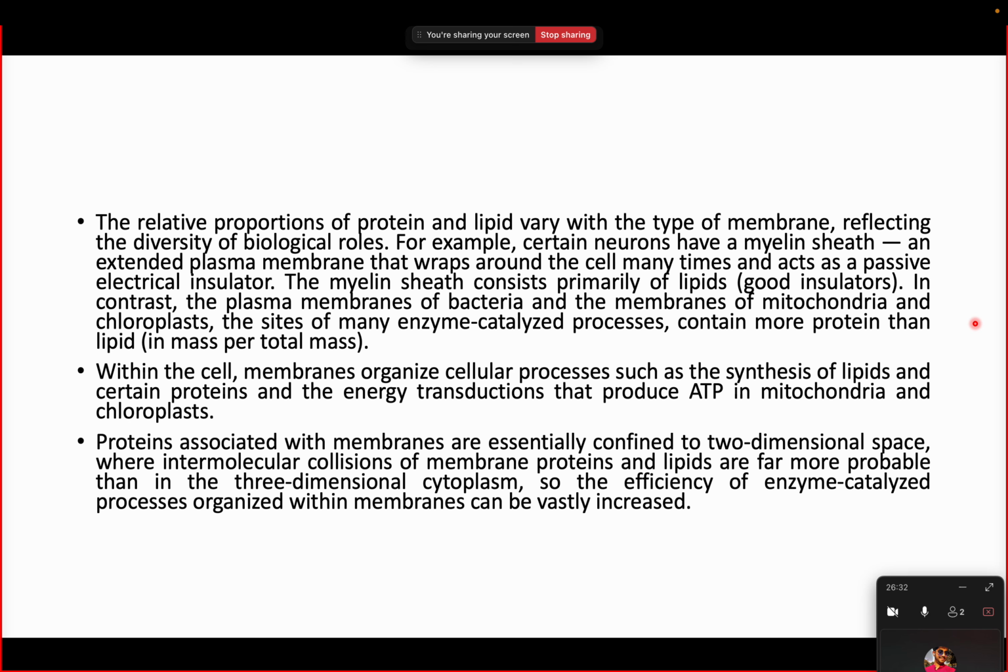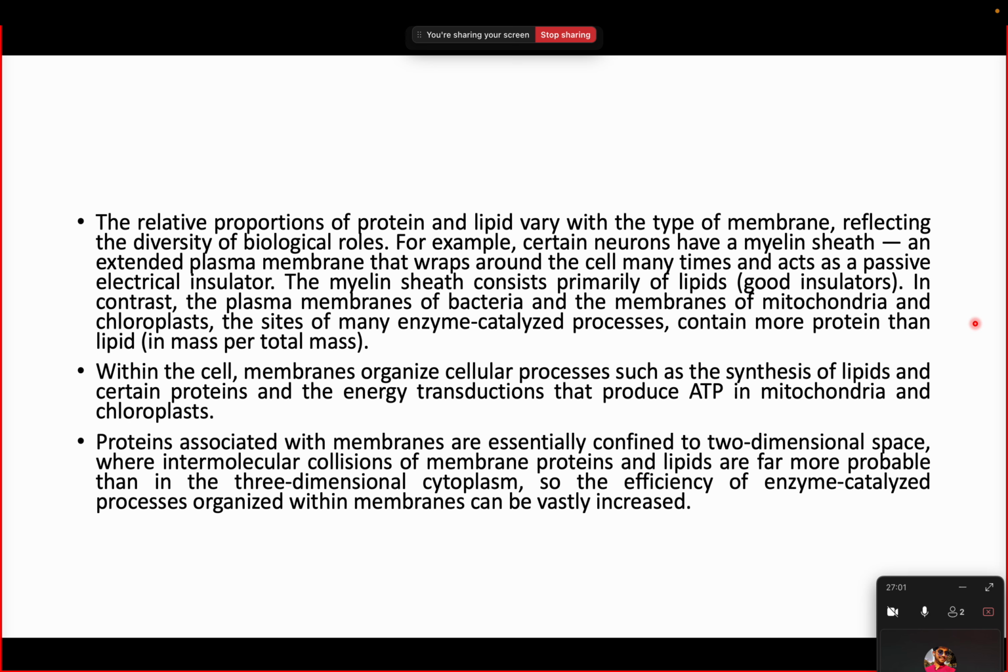This asymmetry comes from both the lower leaflet of a membrane as well as the upper leaflet. Even the concentration of protein varies between different cell types. As the example given here, a neuronal cell has more lipids in comparison to protein, but a cell organelle such as mitochondria or chloroplast has more proteins because they perform enzymatic functions.